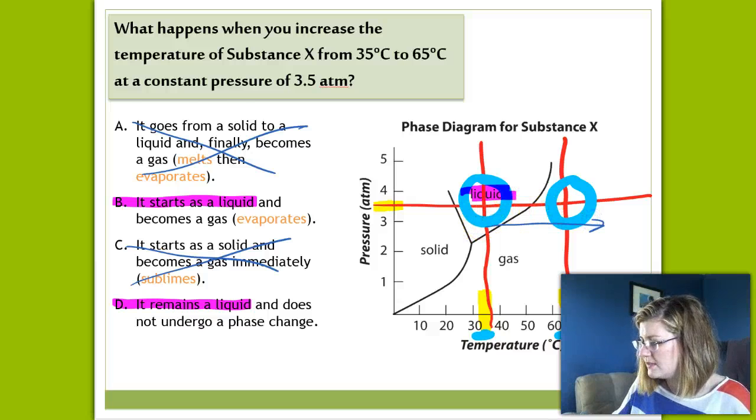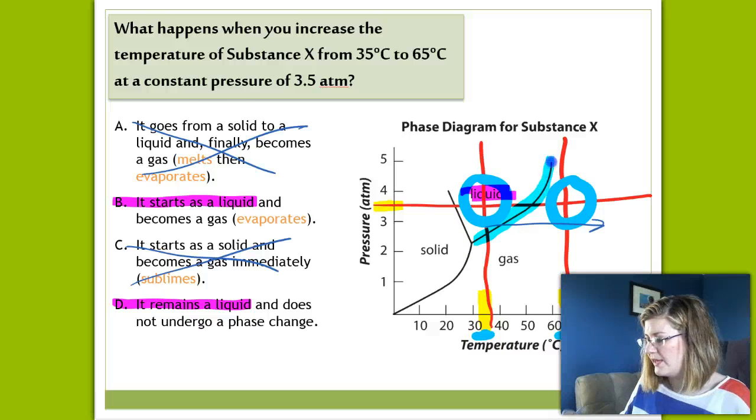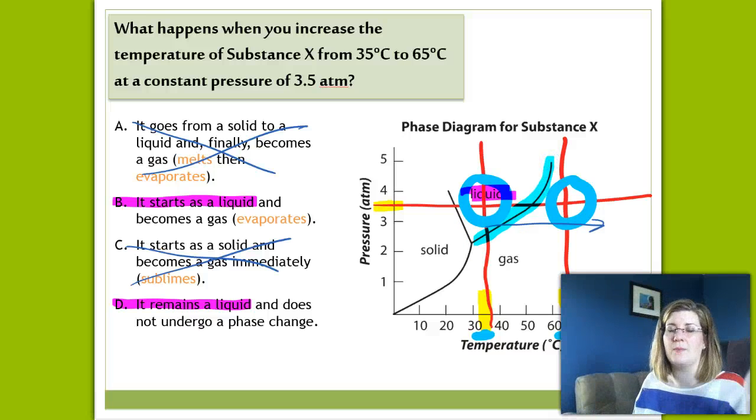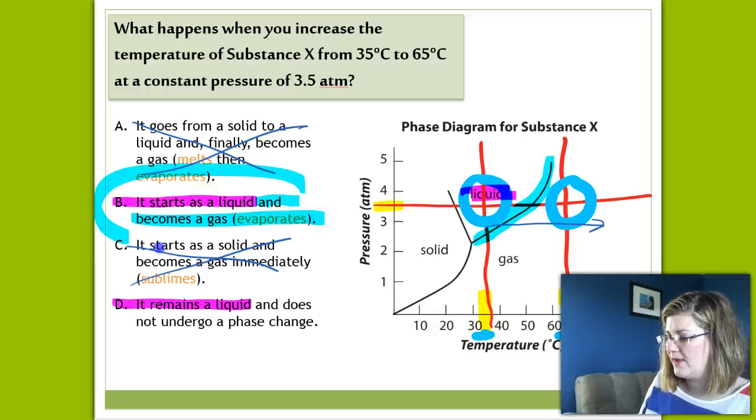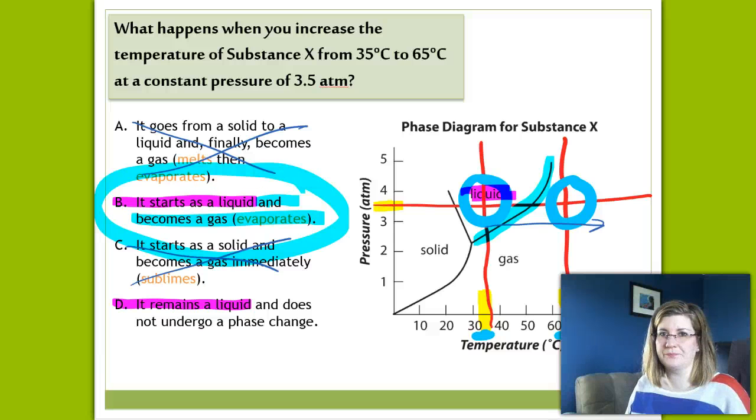Okay, it crossed our vaporization line, which means it hit the boiling point and went beyond the boiling point. So now it has also become a gas, and it had to evaporate in order to do that. So we could use phase diagrams to determine maybe what has happened as a result of an environmental change we have made.